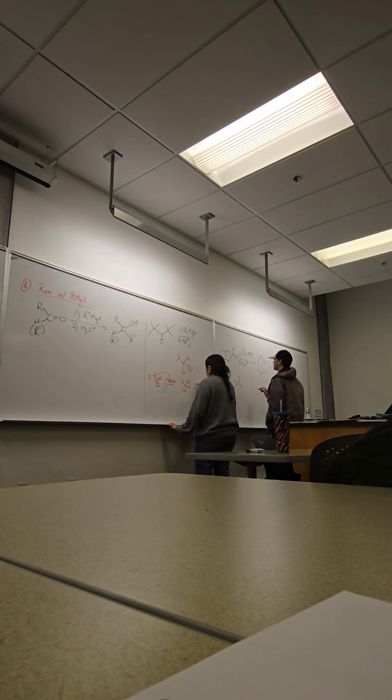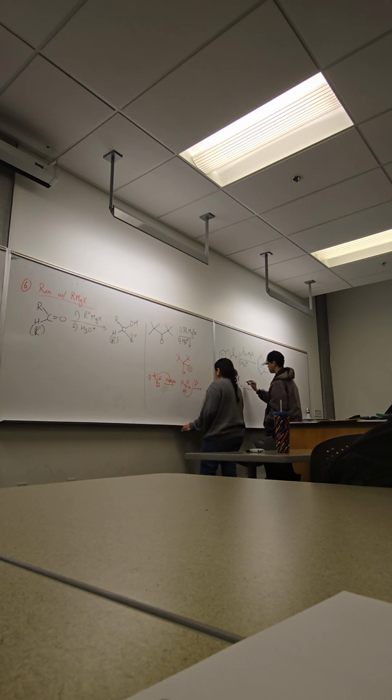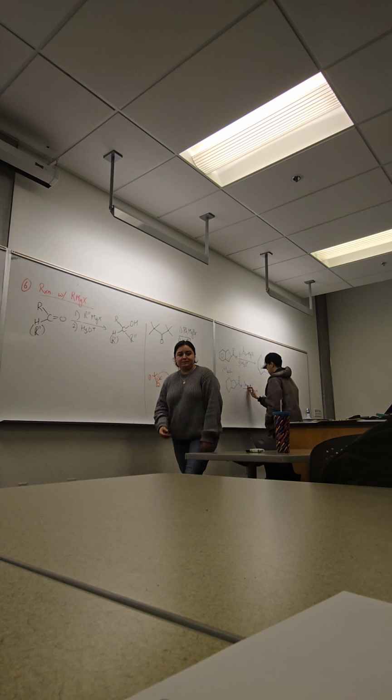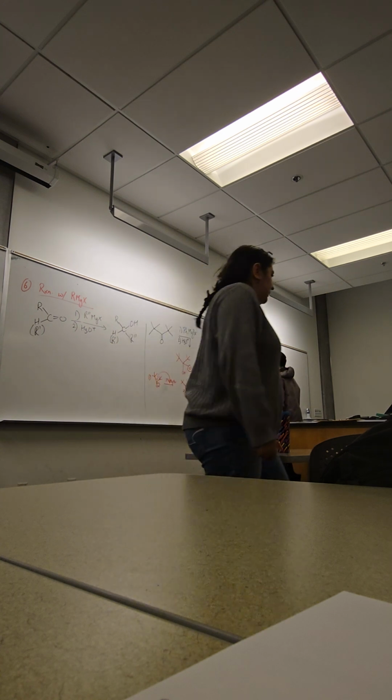Do you all agree with the products? Yes. And then, of course, the mechanism. Nucleophile attacks the electrophilic carbon of the C double bond O, creates an alkoxide because there's no leaving group. And so the alkoxide gets protonated, becomes the product. Perfect. Does that sound okay, everybody?